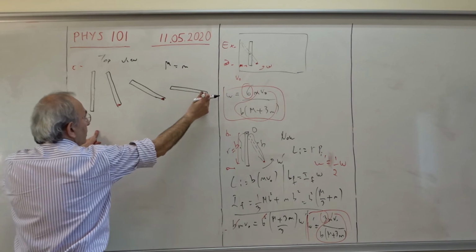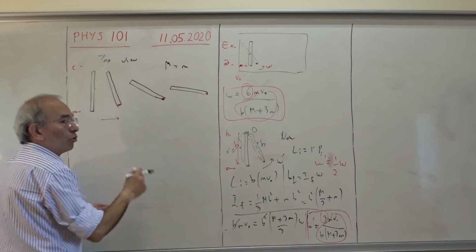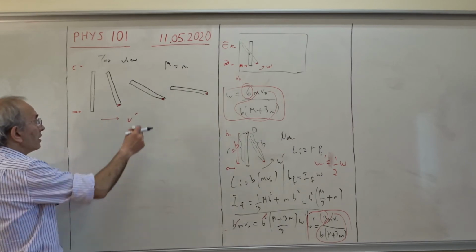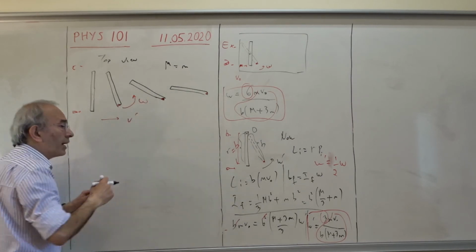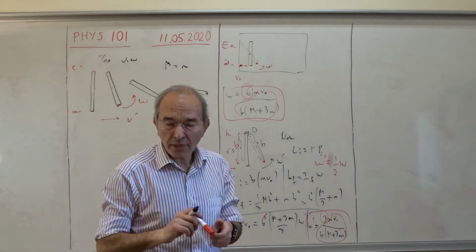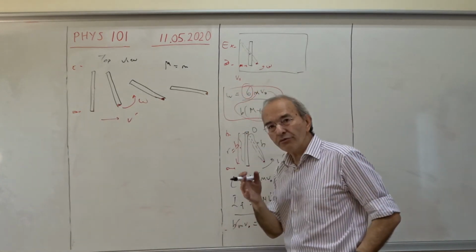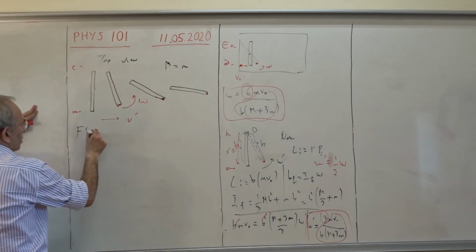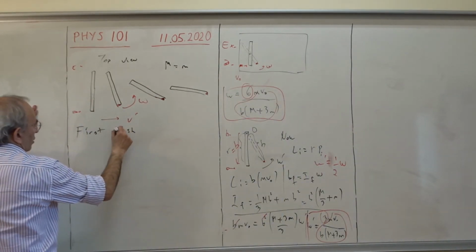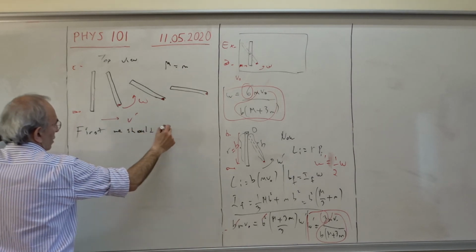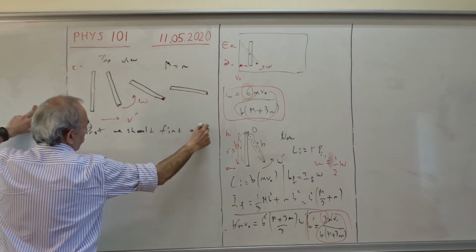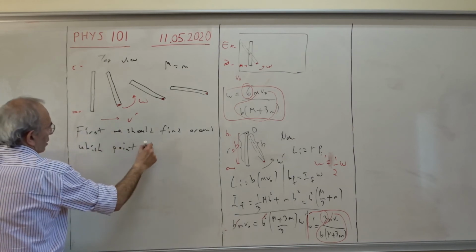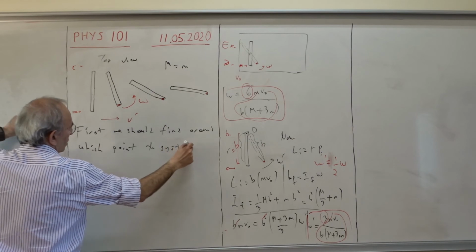So on the one hand, the system is moving with some velocity, let me call it v prime. On the other hand, it is turning by some omega. First of all, we should find around which point the system is turning.